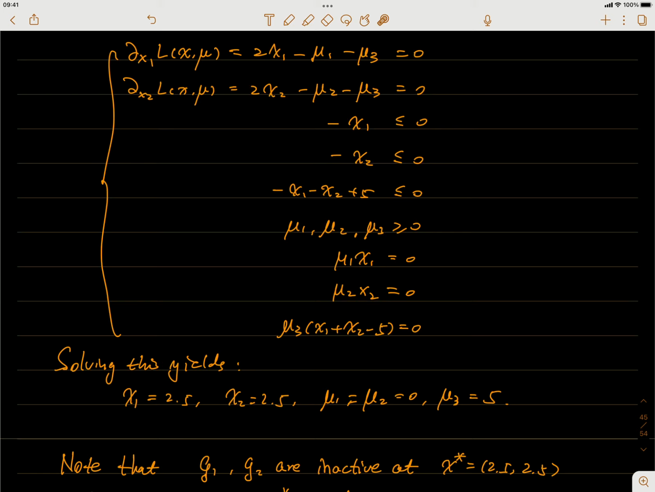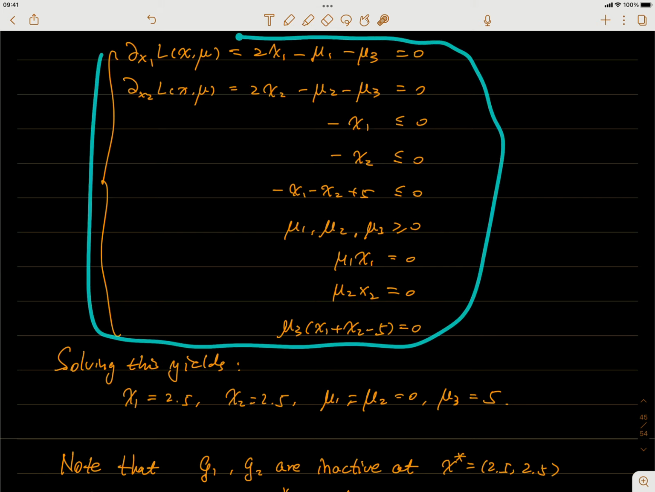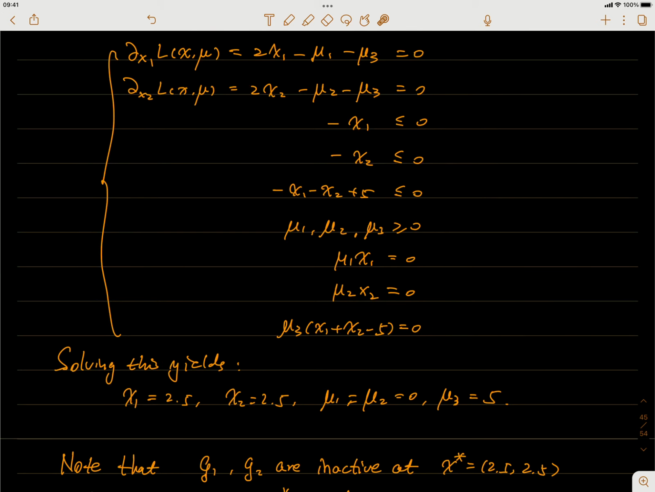So at the end of the day, you will get this result, which tells you that x1 should be equal to x2 should be equal to 2.5, mu1, mu2 should be equal to 0, and mu3 equals to 5. Okay, so that's the only point that satisfies this KKT, I would say this set of equations. I cannot say this satisfies the KKT yet because there's one more thing we need to check. We need to check that this point is actually a regular point.